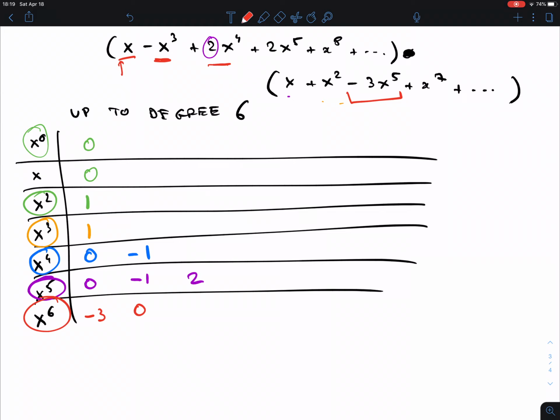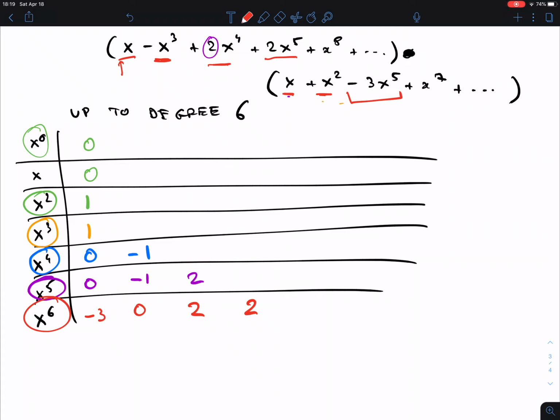Can I use this x to the 4th to combine it with something? Yes, I can, namely this x squared. That gives me x to the 6th together, and the coefficients are 2 and 1, so I get a 2. What about this x to the 5th? I can also combine this with this x, and now I multiply the coefficients. It's 2 times 1, so another 2. And that's the end of the story.